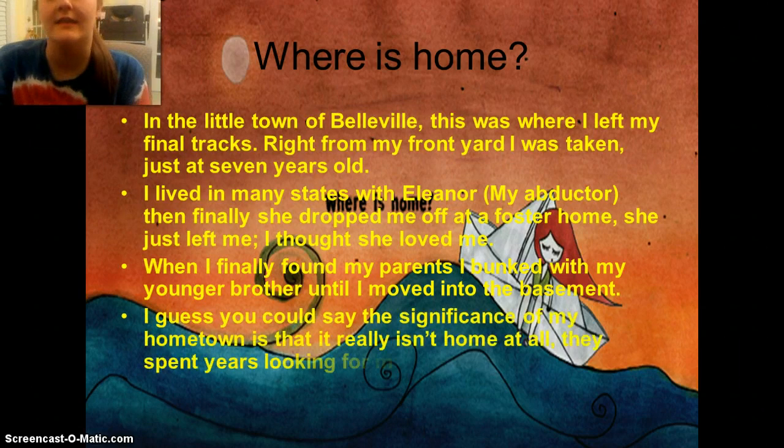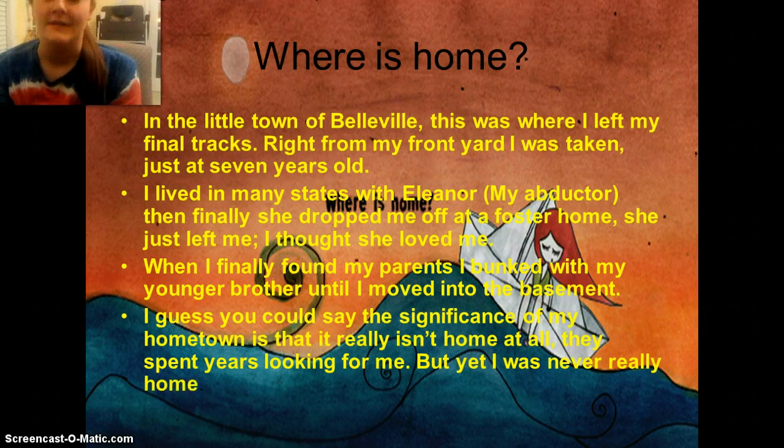In Belleville, Ethan was abducted. The setting would be in Belleville. Ethan lived in many states with his abductor named Eleanor. But the entire setting, basically, in the story takes place in Belleville and Belleville High School, where Ethan finally gets to go to school and experience high school.